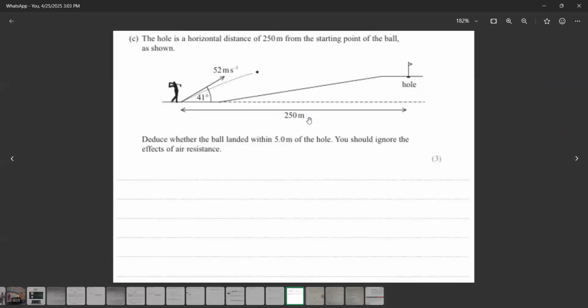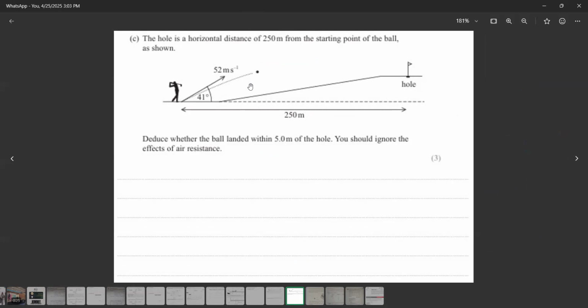The next is deduce whether the ball lands within 5 meters of the hole, which is a horizontal distance of 250 meters from the starting point, as shown. Within 5 meters means either 255 or 245 it may cover. So we just need the horizontal, we ignore the air resistance. Whenever we need a horizontal distance, we use the horizontal component.